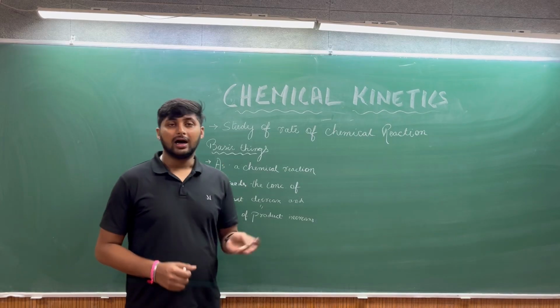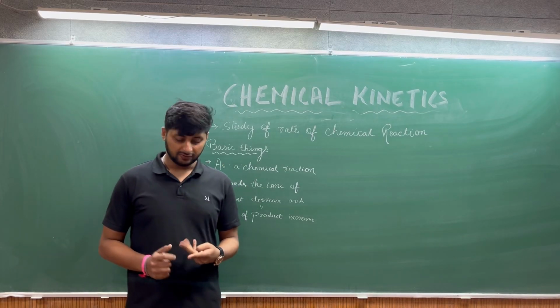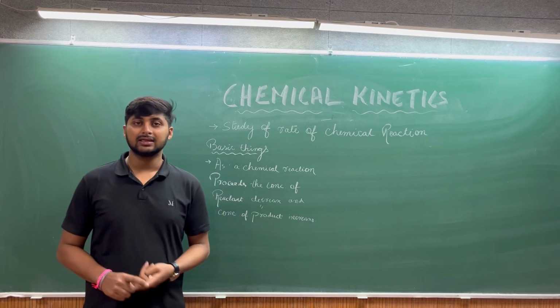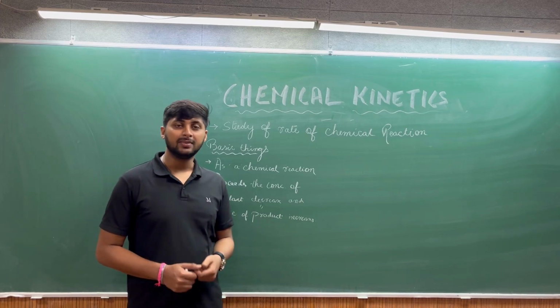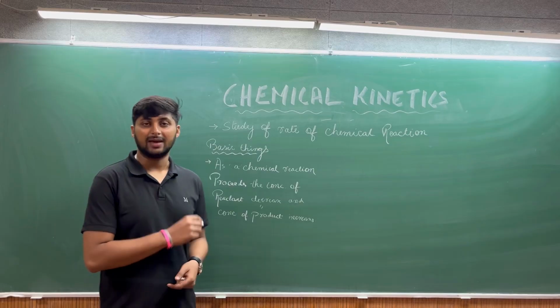So for the study of any chemical reaction, three things are very important. First is the feasibility of the reaction, which we get from thermodynamics. Second is the extent of the reaction, which we determine from equilibrium. And third is the rate of the reaction, which we will be discussing in this chapter, chemical kinetics.